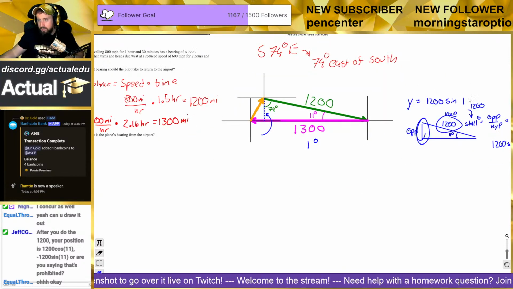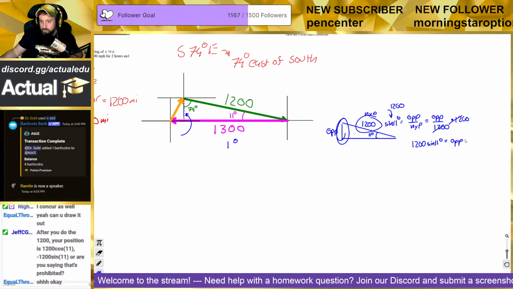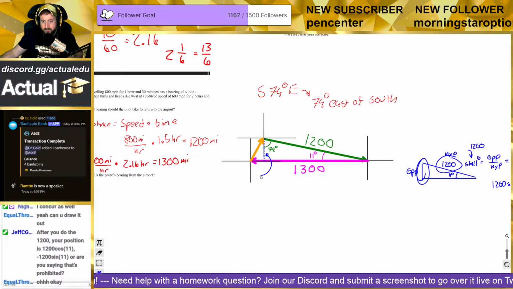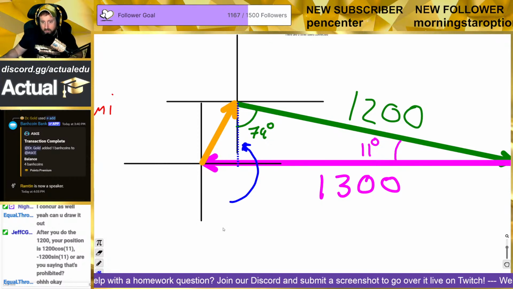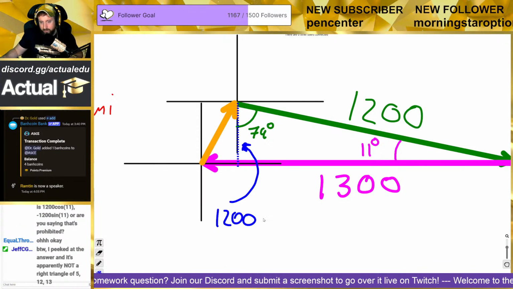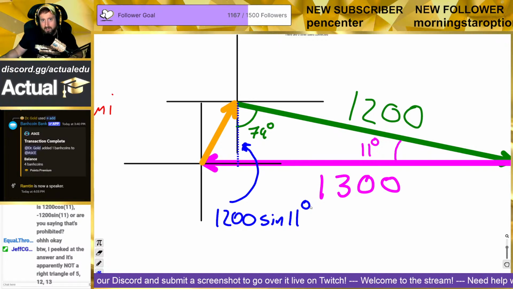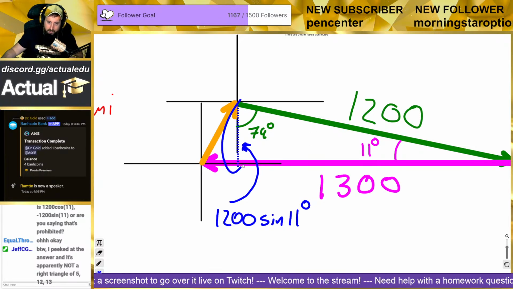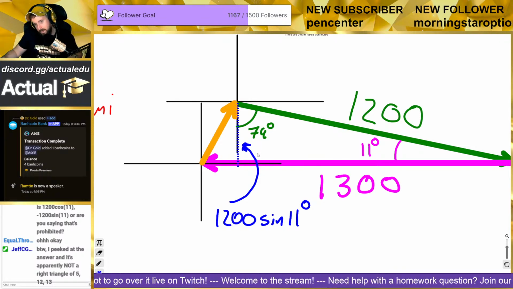Oh, I'm missing this. One sec. Okay. So this is 1200 sine of 11 degrees. It is not a 5, 12, 13. I agree it's not. I predicted it wasn't anyways. Okay, cool. So that's what that is.